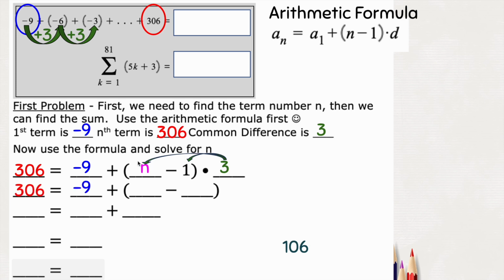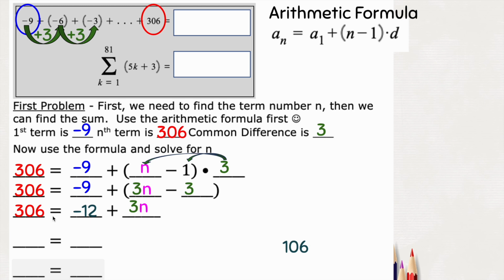So with this one, I'm just going to distribute the 3, so I have 3n and then -3. All right, so now the parentheses don't really mean anything. I can actually just drop them and start combining like terms. So I have -9 and -3, so I'm going to go ahead and combine those to get -12, and then 3n just comes down.